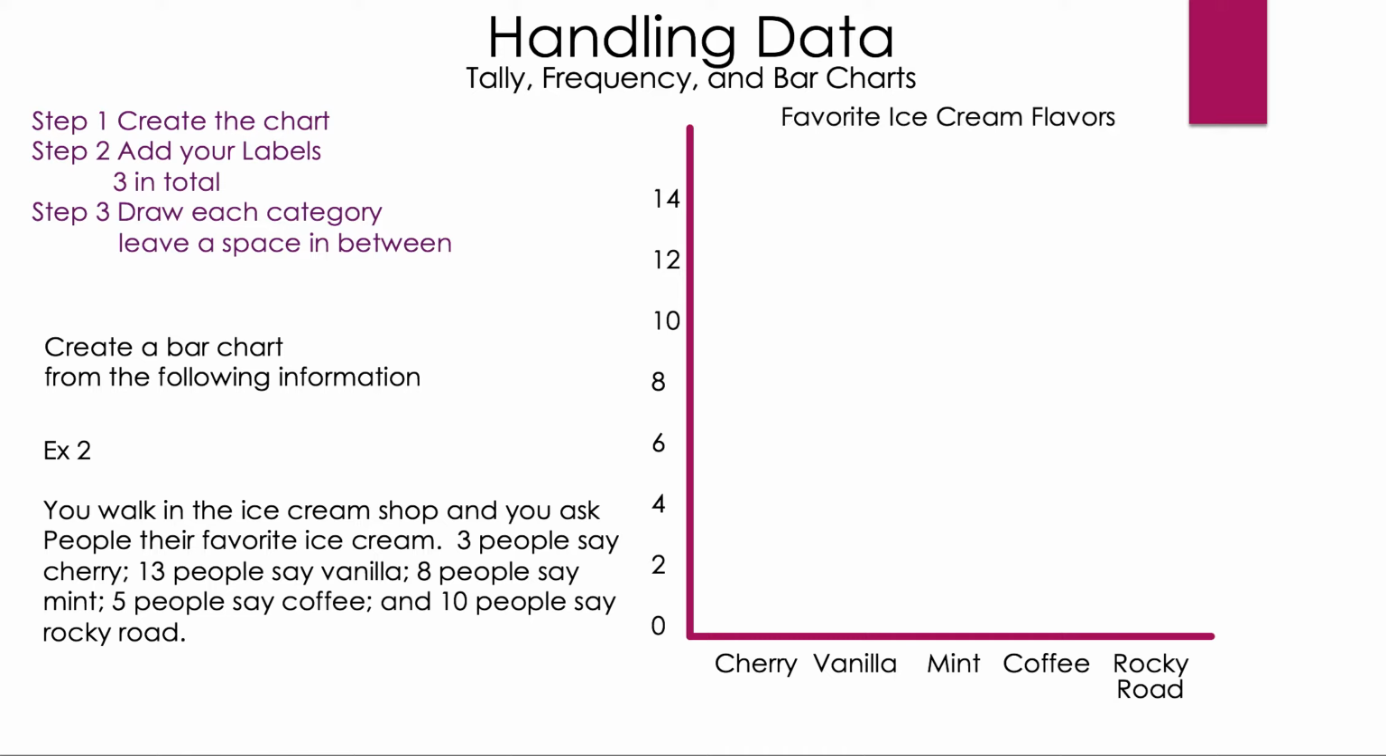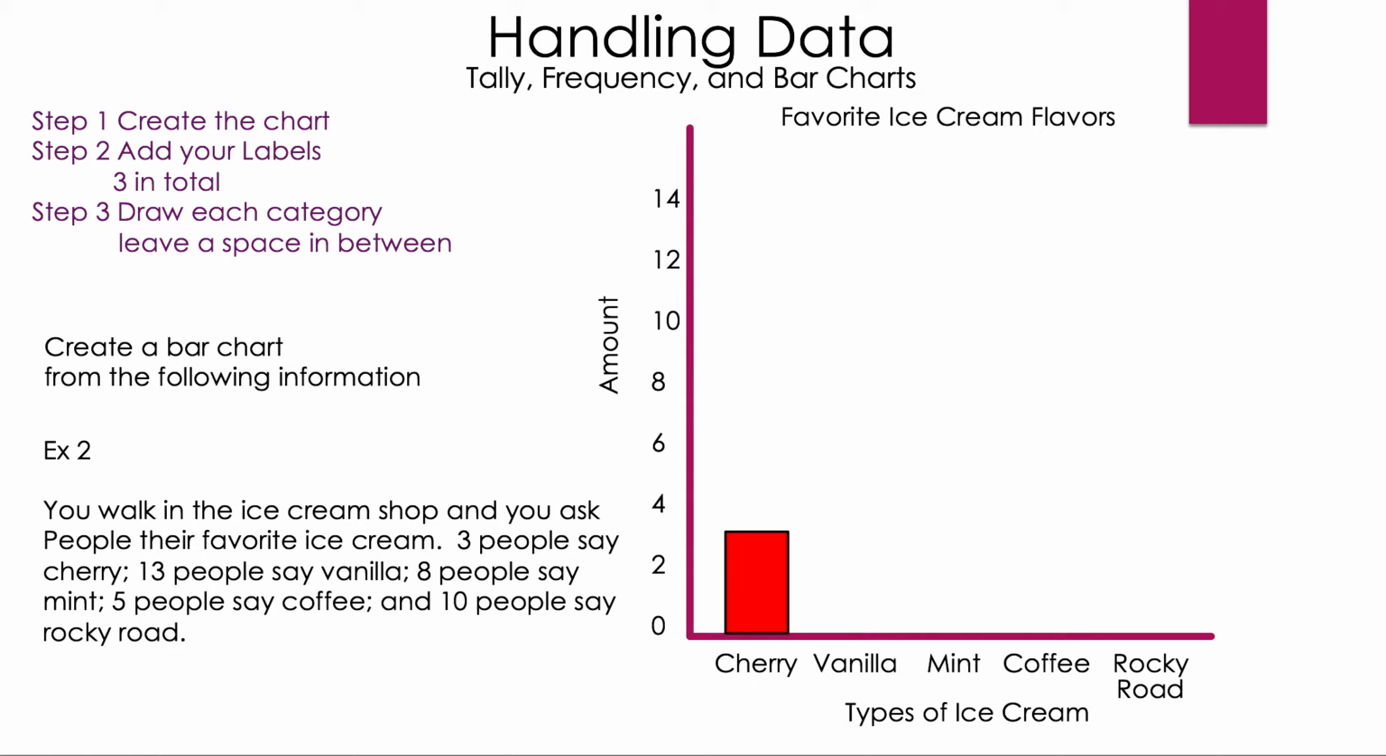Okay, so now we're going to put the title of the graph, which is favorite ice cream flavors. Now we're going to put the amount, which is the title of the y-axis. And now we're going to put the title on the bottom, or the x-axis, which is types of ice cream. So now we're just going to put cherry. As it said, 3 people.